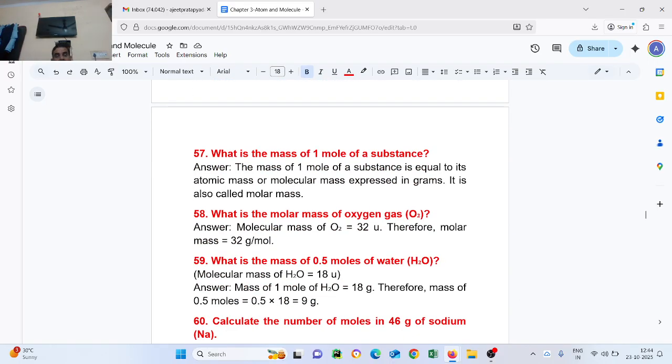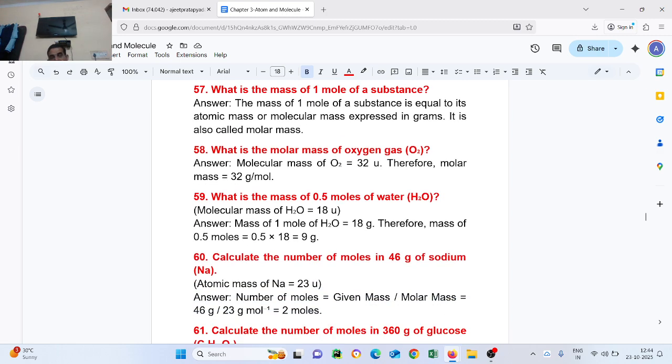Question number 59. What is the mass of 0.5 mole of water, H2O? Molecular mass of water is 18 u. Molar mass of 1 mole of H2O is equal to 18 grams. Therefore, mass of 0.5 mole of H2O is equal to 0.5 multiplied by 18, equal to 9 grams.